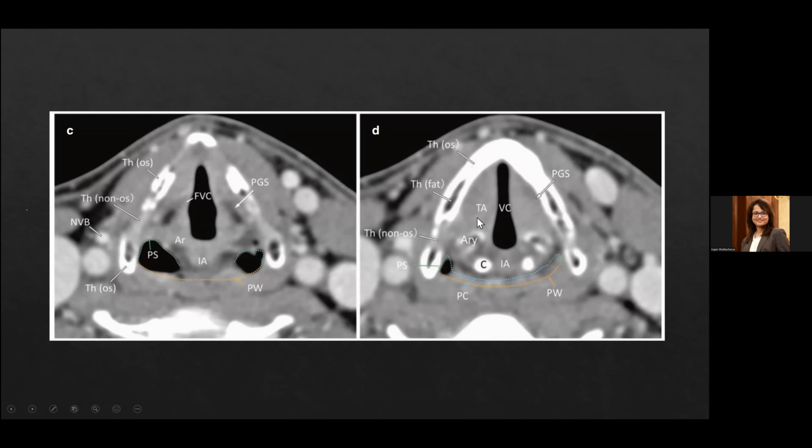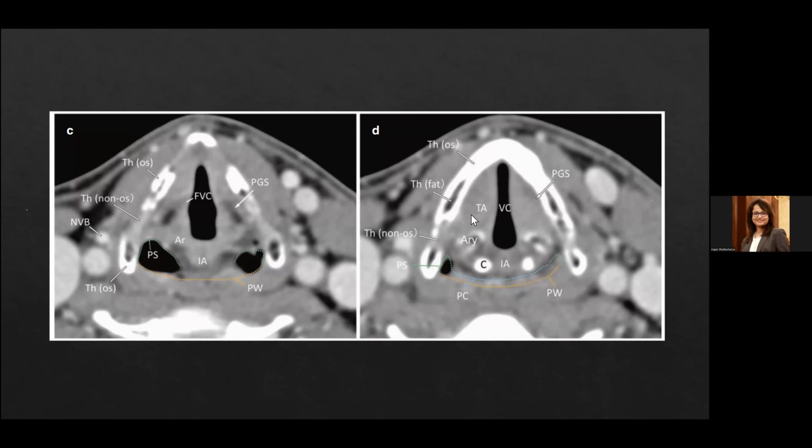At a more inferior level, we can see the arytenoid cartilage proper. These are the vocal processes of the arytenoid cartilage, which give rise to the true cord. Lateral to the true cord lies the muscular process, from which arises the thyroarytenoid muscle, represented by this TA. And then is the paraglottic space, which is a very small fat-containing space at this level, and it ends at the level of the true cord.